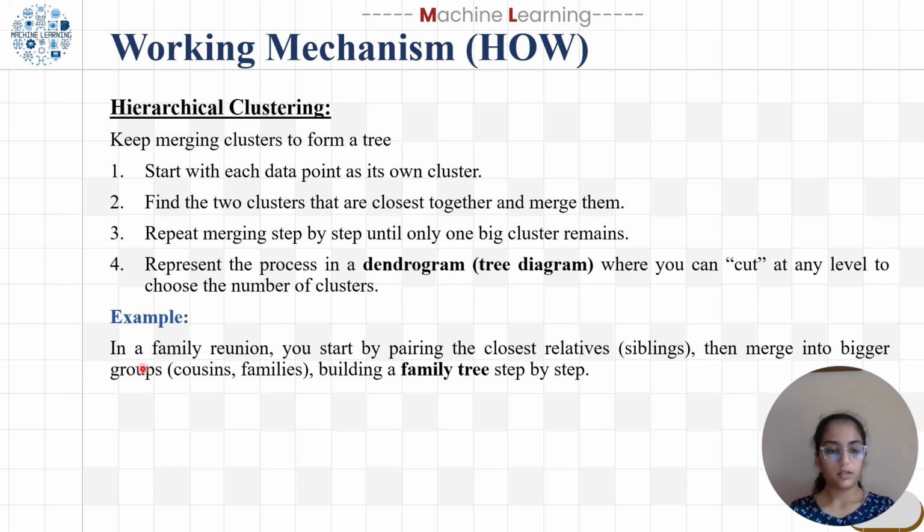If we see the example, it is like a family reunion. You start by pairing the closest relatives, that is siblings, then merge into bigger groups, that is cousins, families, building a family tree step by step. So basically, first of all, we will choose one thing, here we have chosen the sibling. After that we will join that sibling to cousins. After that we will join them to their parents, like that we will build the family. Finally one family tree will become, that is known as a dendrogram.